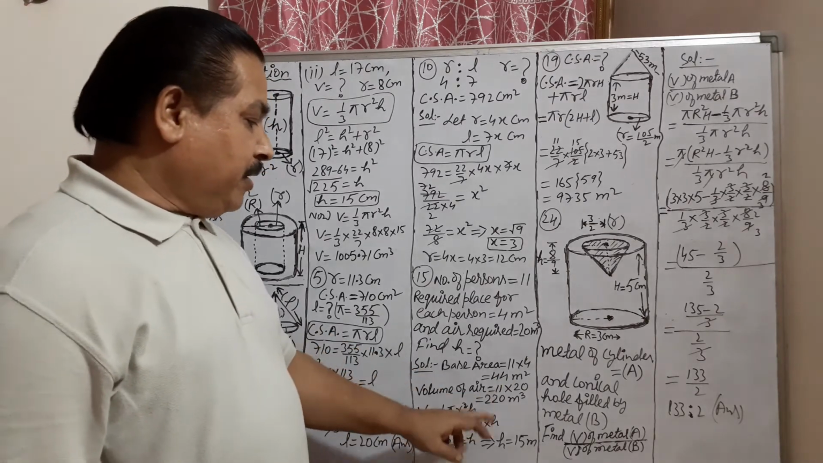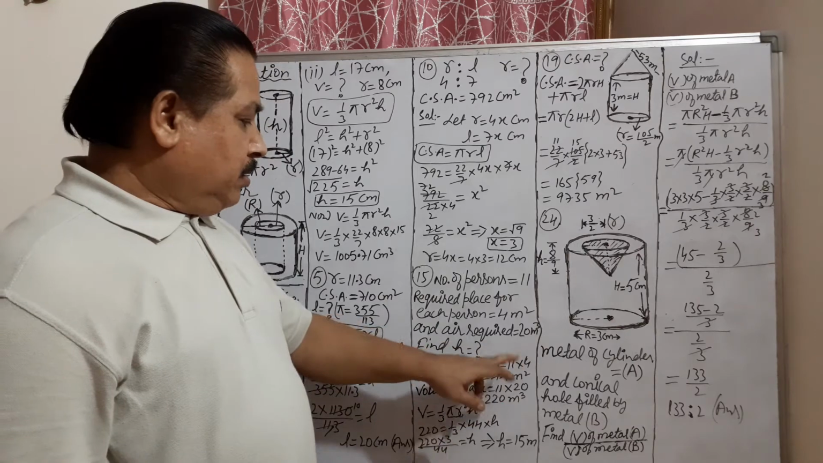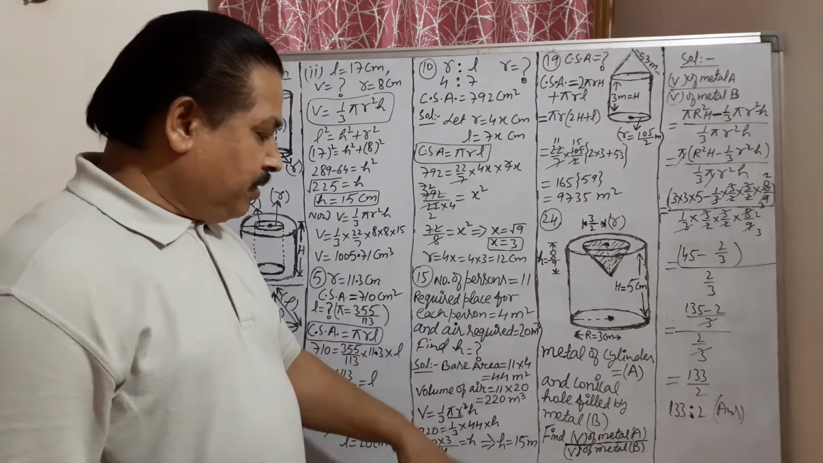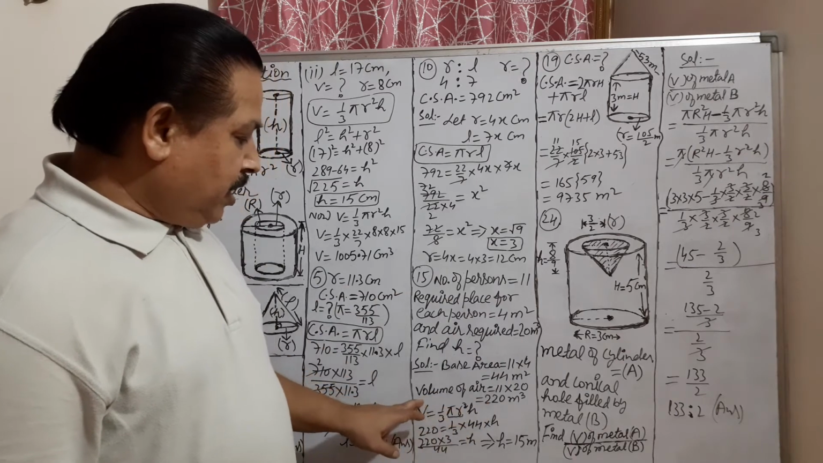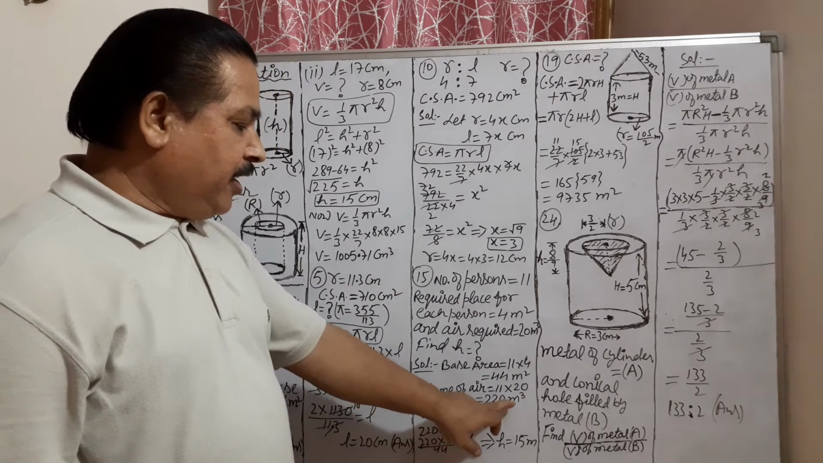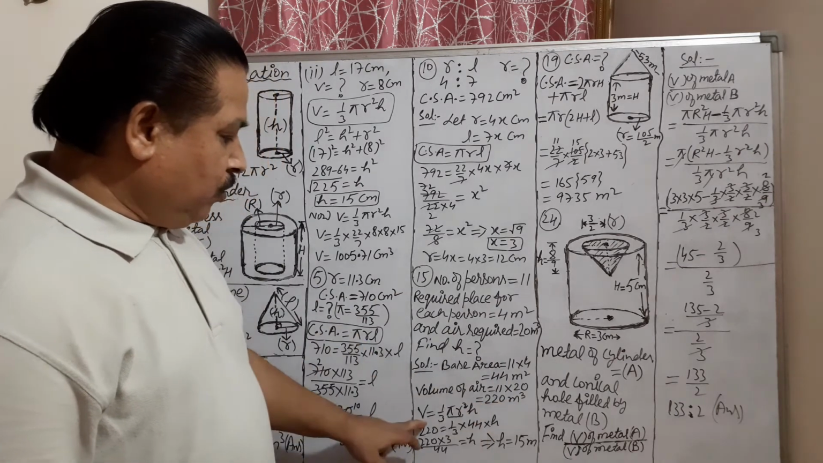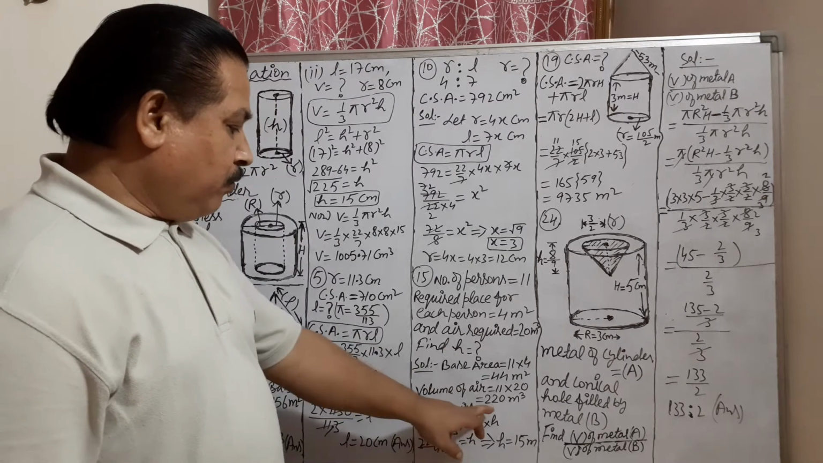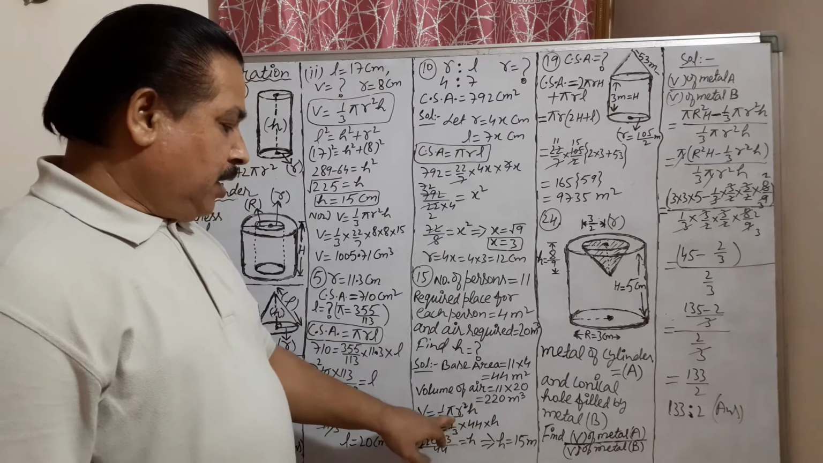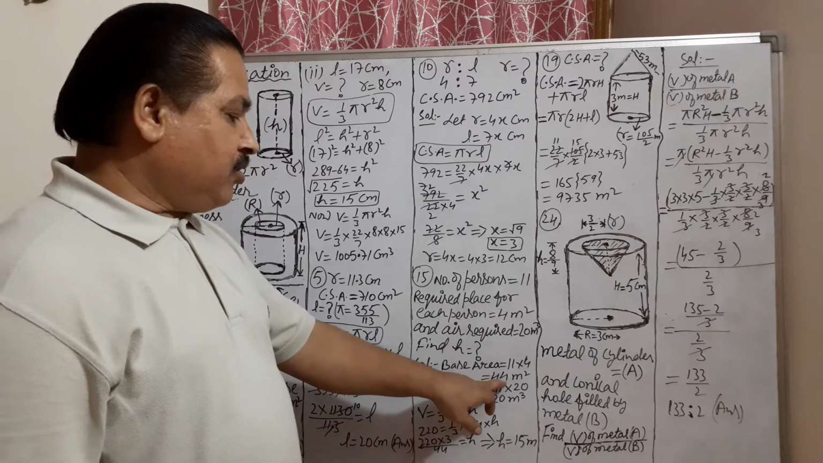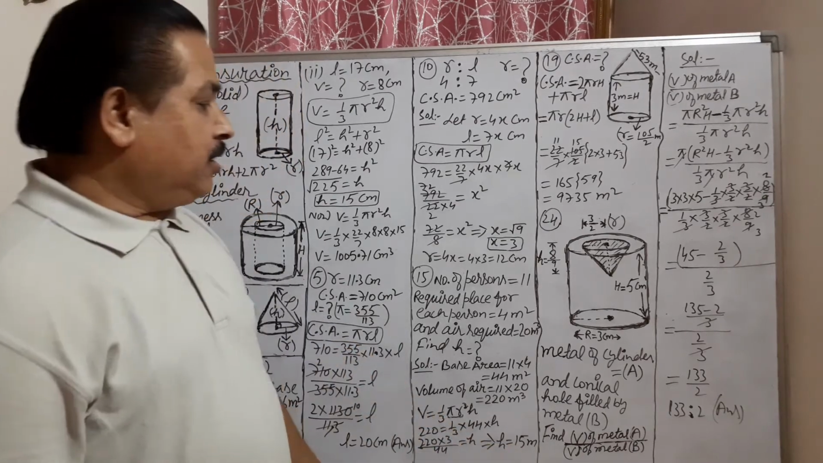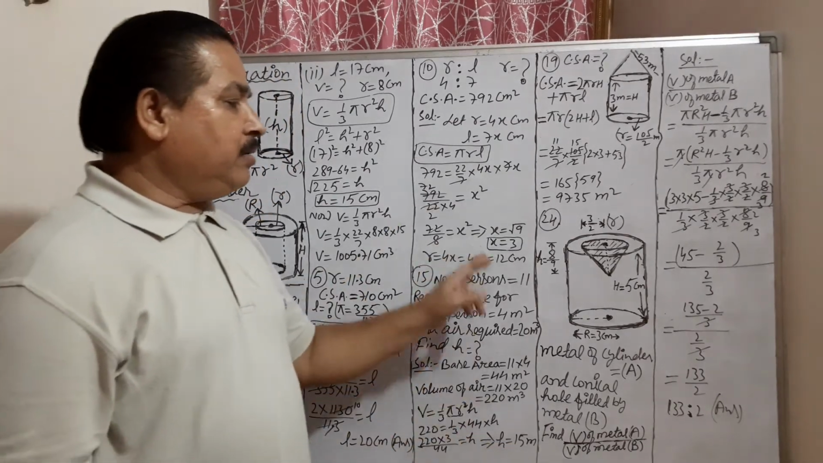Now for the volume of air, the air required for 1 person is 20 meter cube. There are 11 persons, so the air for 11 persons will be 220 meter cube. Now use the volume formula, 1 upon 3 pi r square h. Volume is 220 and pi r square means base area, which is 44. Put 44 here, h will come out as 15 meter. So the tent height is 15 meter.